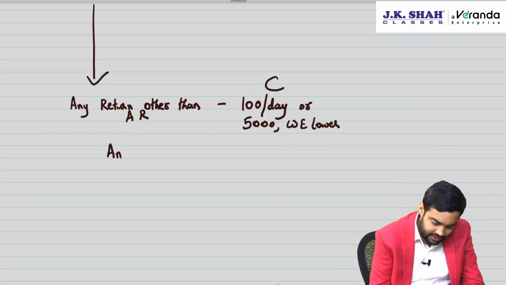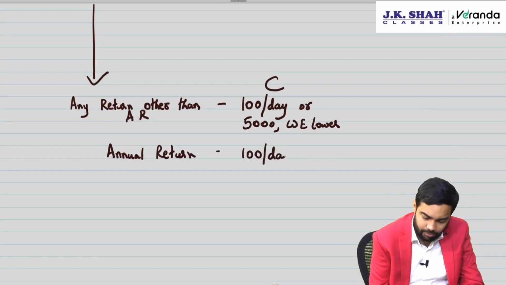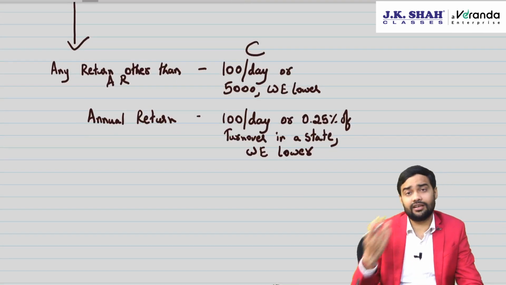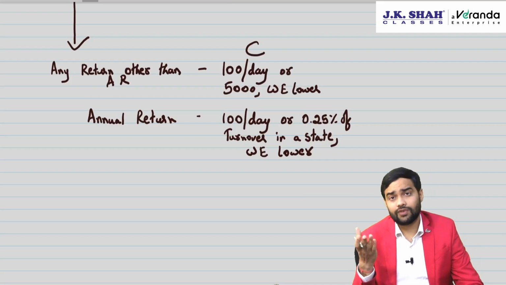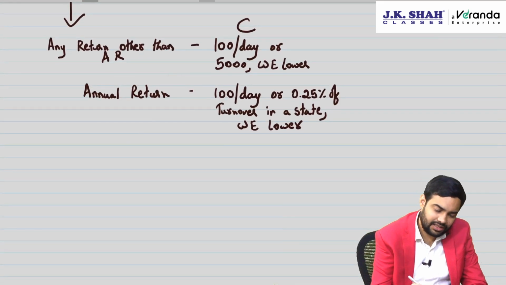What about annual return, sir? Annual return, the law has mentioned 100 rupees per day or 0.25% of turnover in a state, whichever is lower. Now, the industry was not happy with this, saying that this is very high. How can you keep it so high? Because 100 rupees per day CGST, 100 rupees per day SGST, 5,000, this is too much. So the industry requested that government please give some relief.